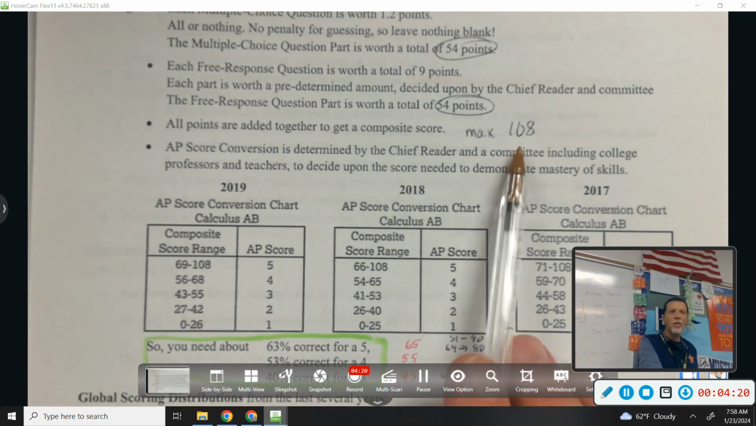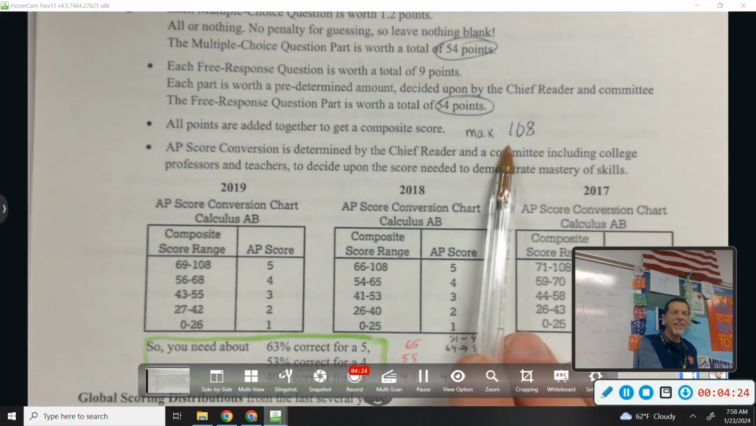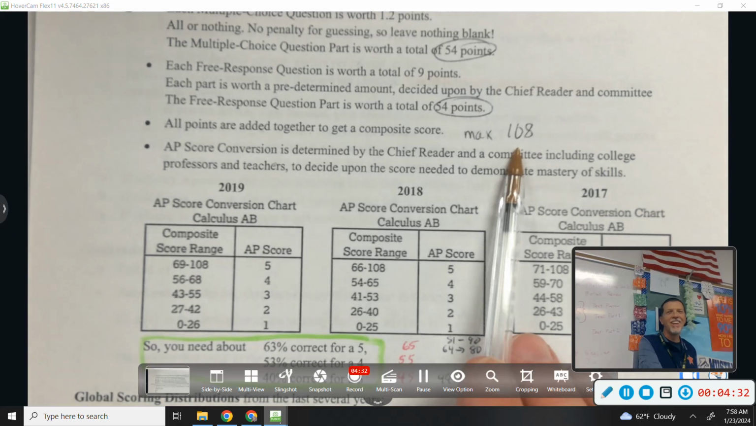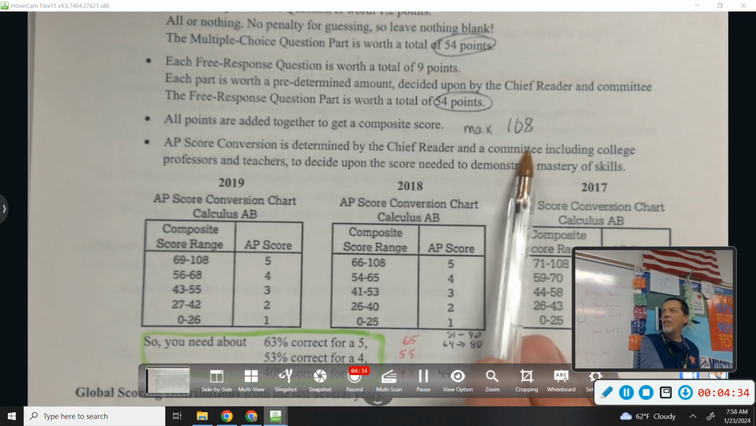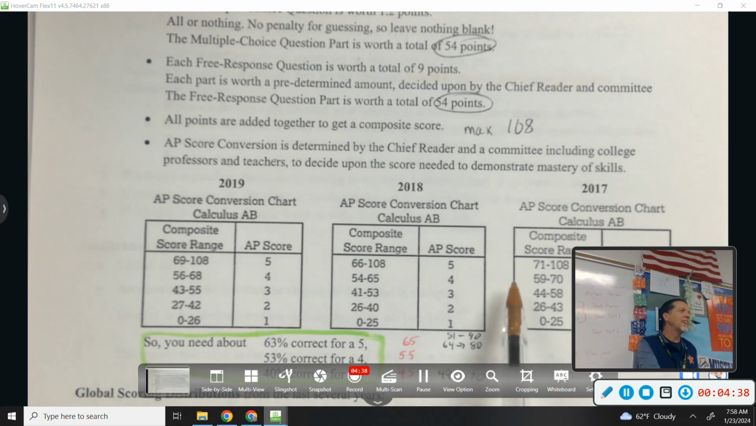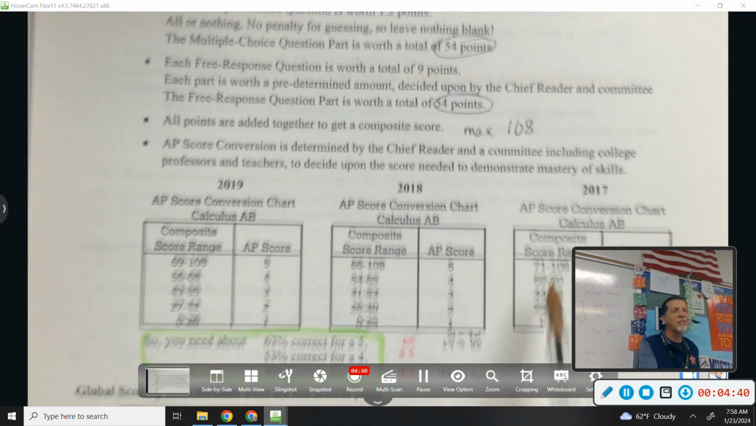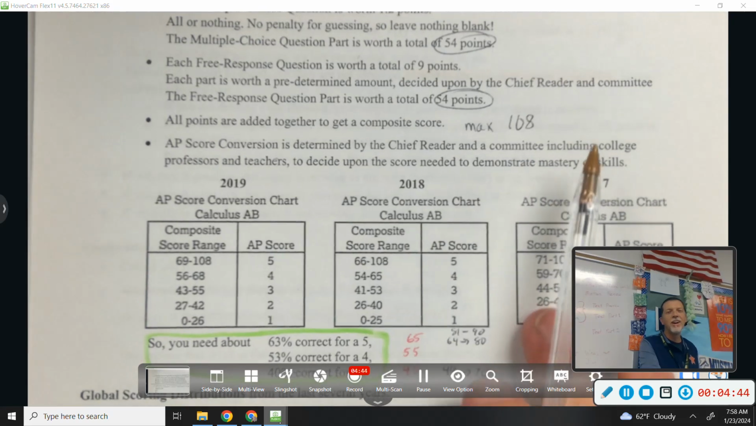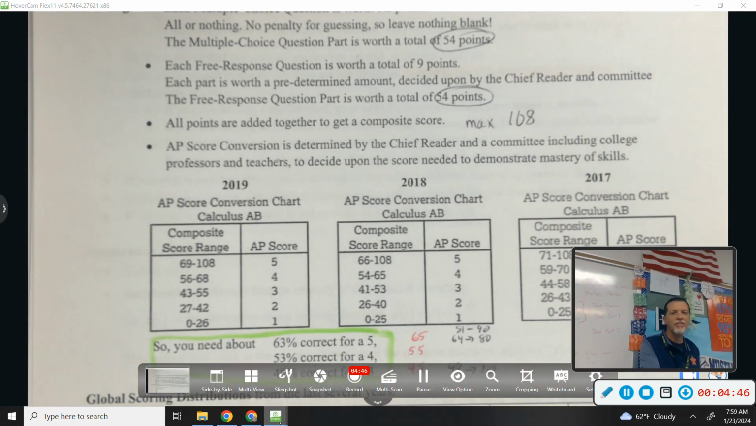Usually there's 1 or 2 kids per year who make the 108, across the nation. So if you're aiming for a 108, go for it, knock yourself out. It's just not very likely. And they don't ever tell you your exact score unless you make the 108. If you make the 108, they go ahead and say, hey, nice work, you hit a perfect score. Other than that, all you get is the 1, 2, 3, 4, 5.